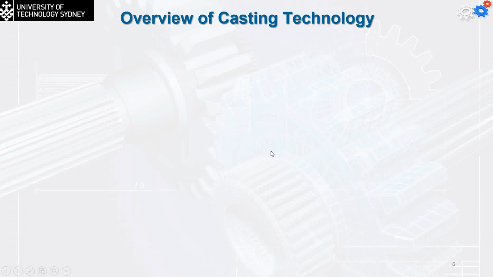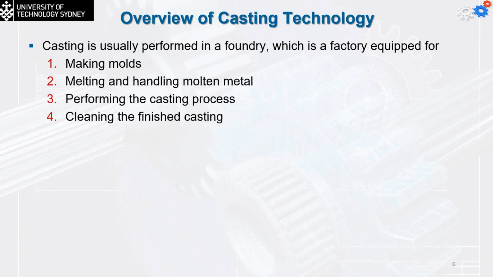Now we're going to have an overview of the casting technologies. Casting is usually performed in a foundry, the place where we do the casting process. It is a factory equipped for, first, making the molds; second, melting and handling the molten metals; third, performing the casting process; and fourth, cleaning and finishing the casting.